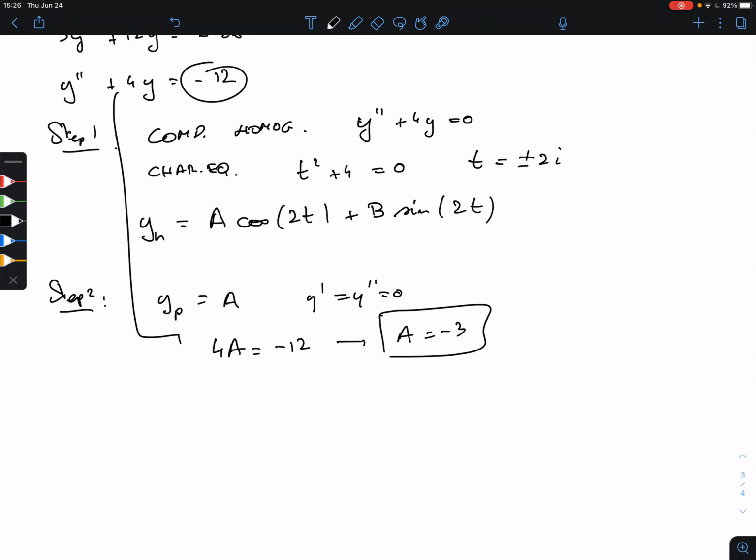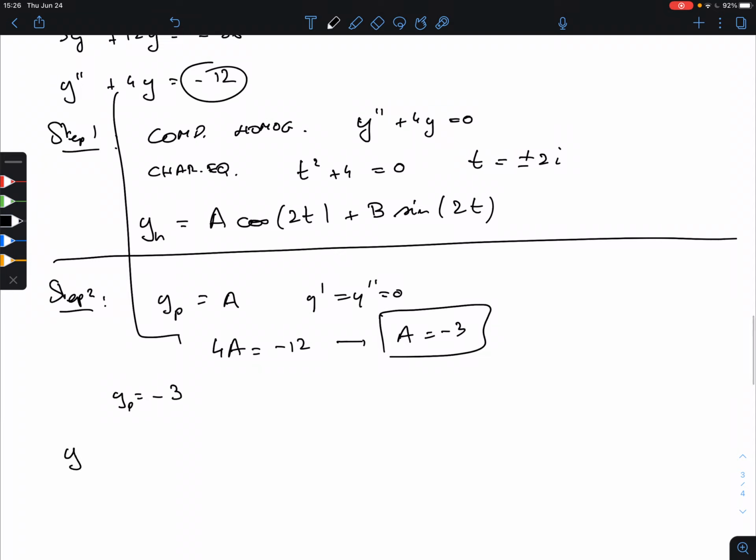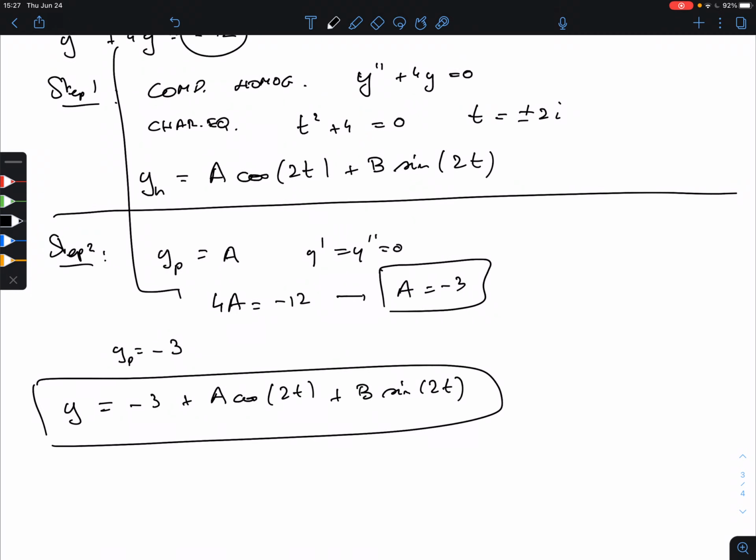So this is a new a, not the a of the homogeneous solution. The particular solution is negative 3. So the general solution is minus 3 plus a cosine 2t plus b sine 2t. This is our general solution. Now we still need to apply the initial conditions.